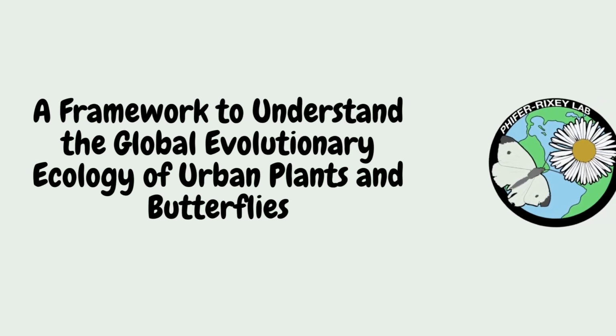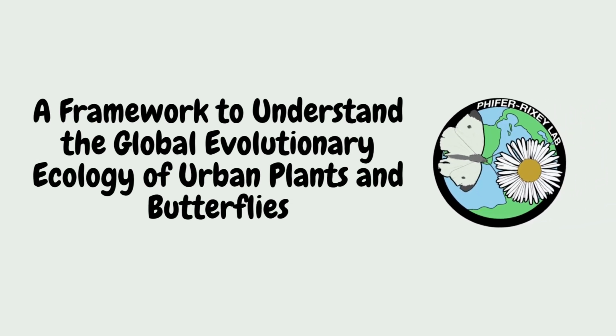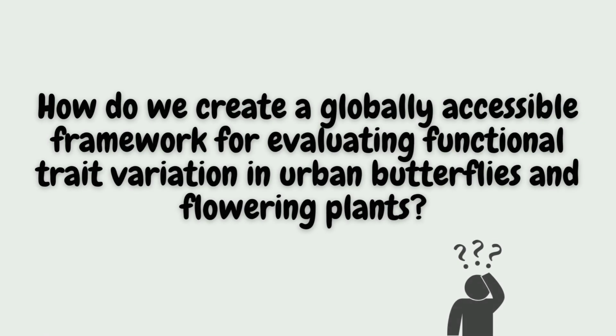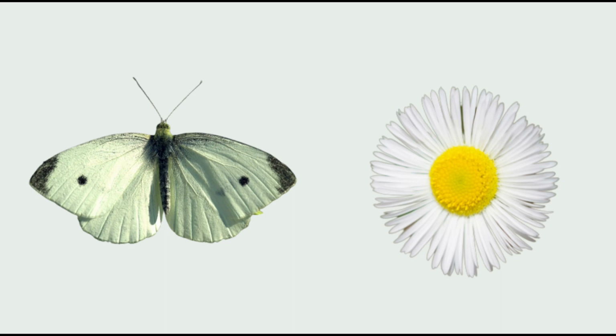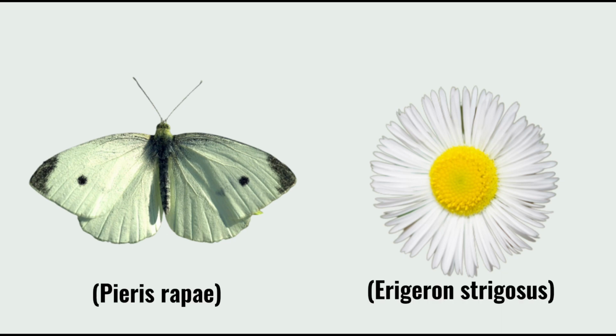A framework to understand the global evolutionary ecology of urban plants and butterflies. In this study, we asked ourselves this question: how do we create a globally accessible framework for evaluating functional trait variation in urban butterflies and flowering plants? For this study, we used common butterfly cabbage white and herbaceous flowering plant daisy fleabane.